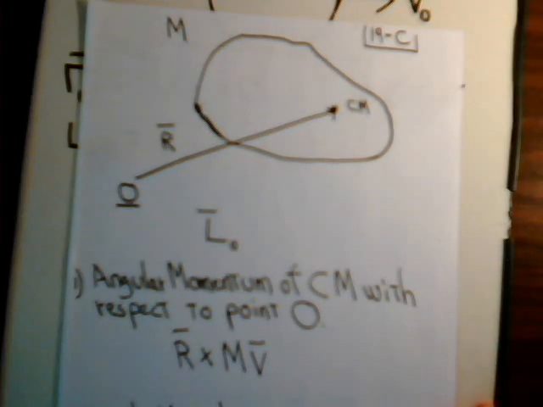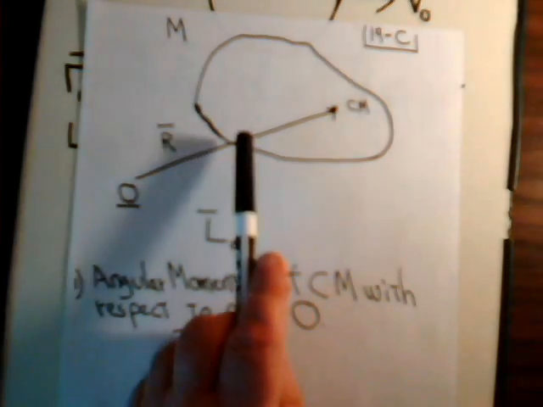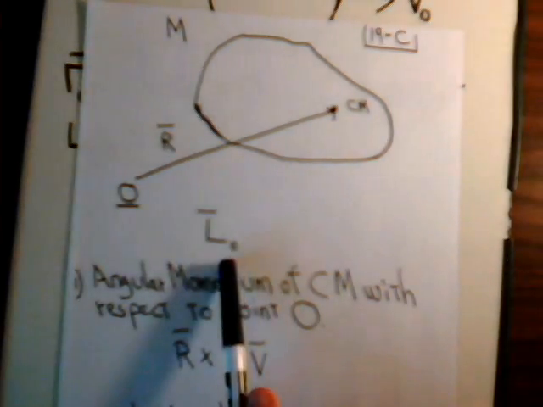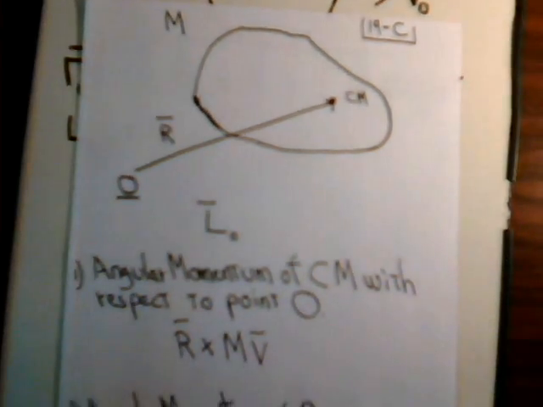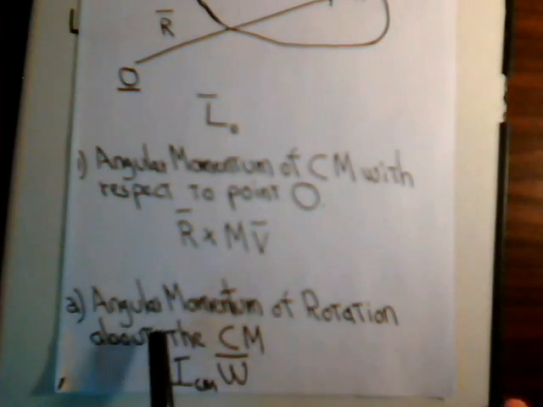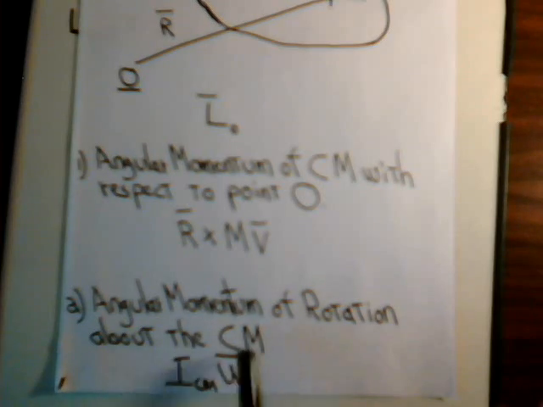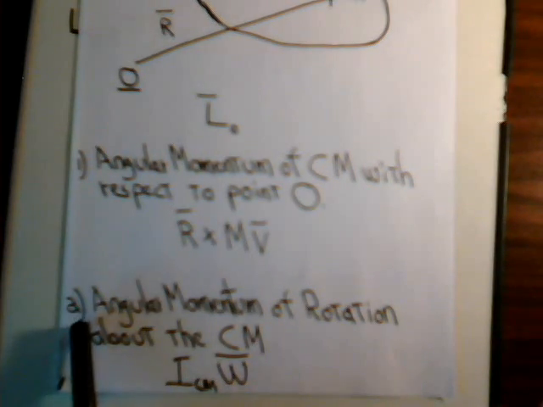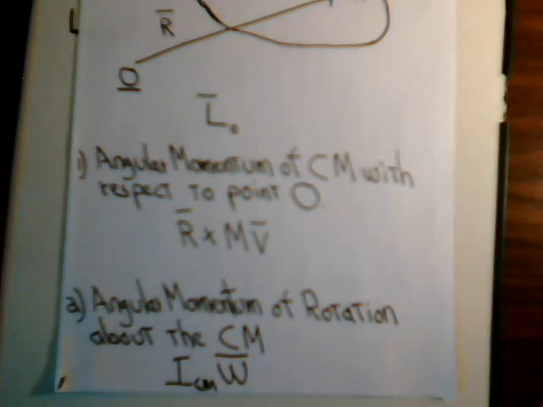The second component of angular momentum for the object about point O is the angular momentum of rotation about the center of mass. And this second component is always equal to the moment of inertia about the center of mass times the angular velocity of the object.